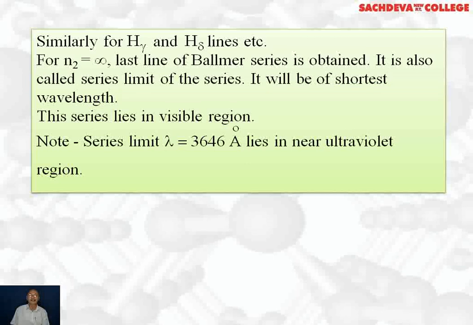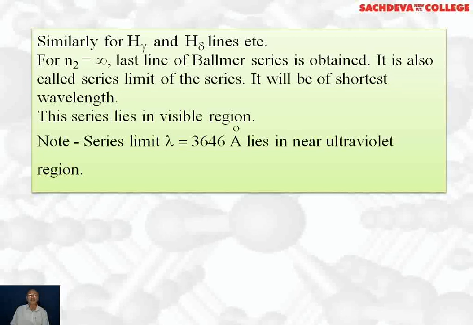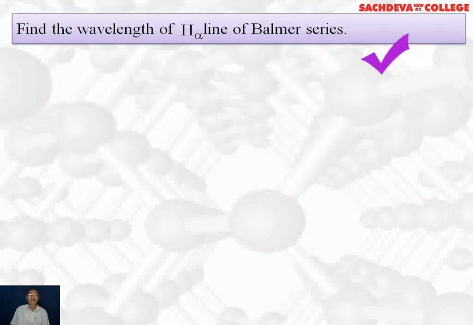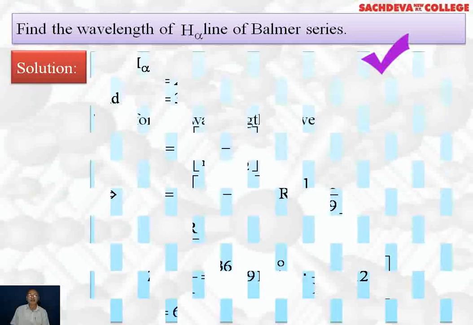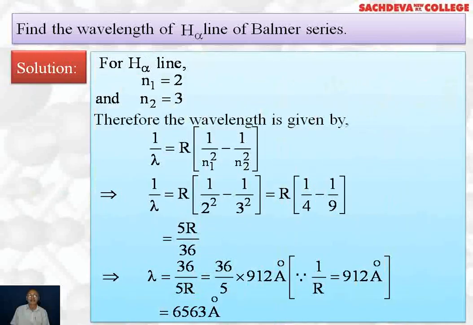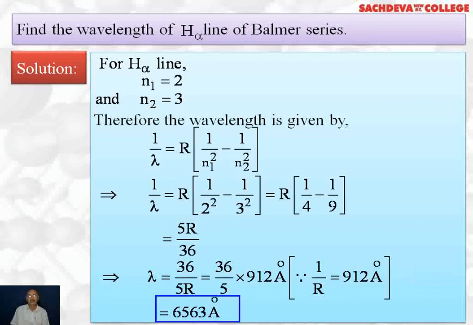Calculation can be done in the same way as we have done in Lyman series. Find the wavelength of H alpha line of Balmer series. Here, for H alpha line, n1 is equal to 2 and n2 is equal to 3. We substitute the values. 1 over lambda comes out to be 5R over 36. Lambda will be 36 over 5R, that is 36 by 5 into 912 Angstrom. Why? Because 1 over R is equal to 912 Angstrom. Lambda comes out to be 6563 Angstrom.